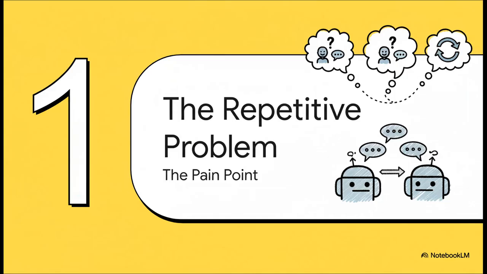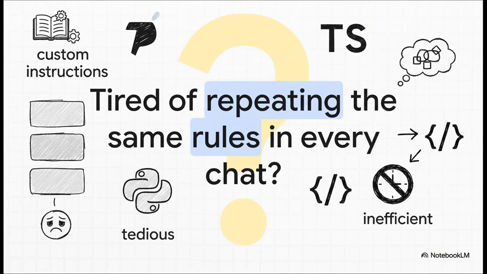All right, let's kick things off with a feeling I am pretty sure you're familiar with. That nagging sense of déjà vu every single time you open a new AI chat for your project. You know the drill, right? Every time you start a new chat, you find yourself pasting in that same block of text: remember to use TypeScript interfaces, follow PEP 8, format my components this specific way. It is so tedious, it's inefficient, and it completely breaks your creative flow. There's just gotta be a better way.